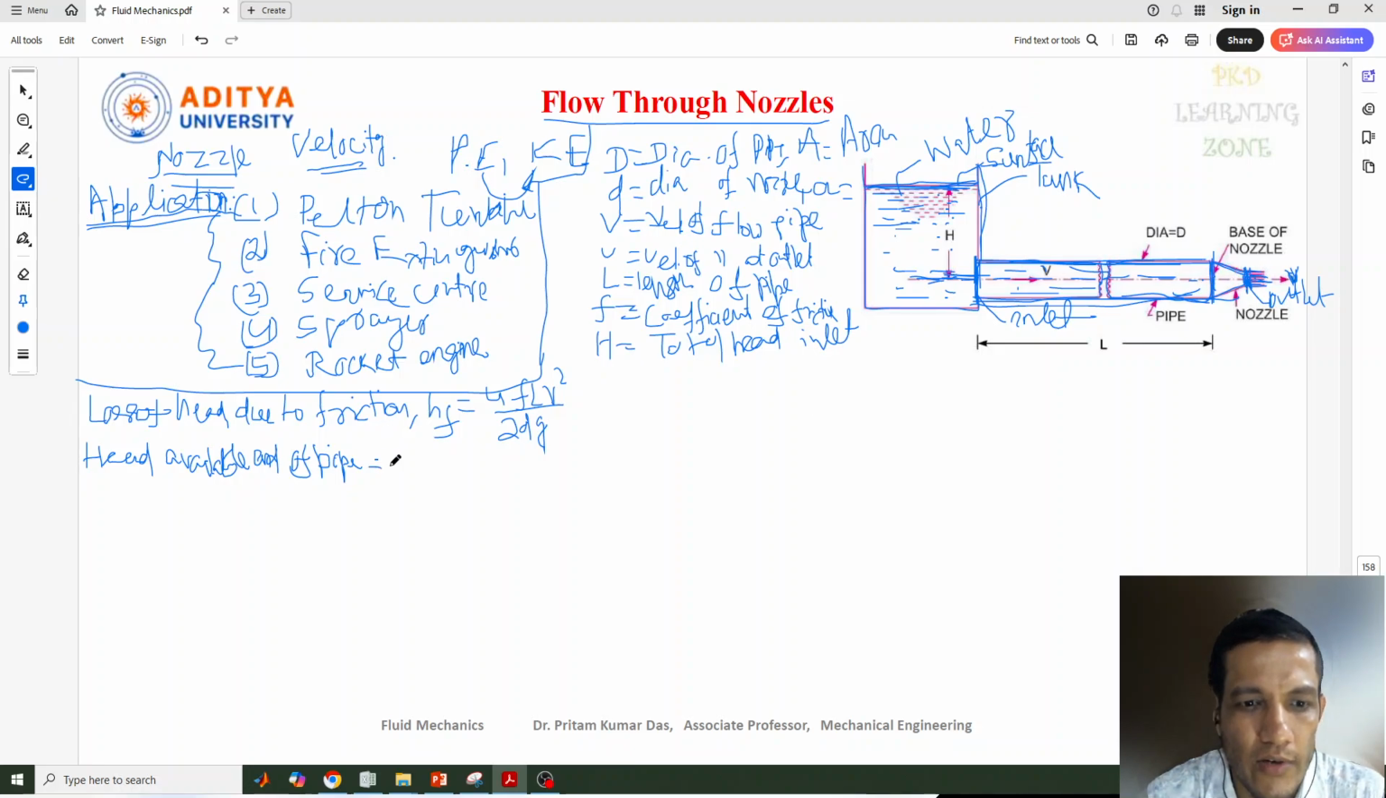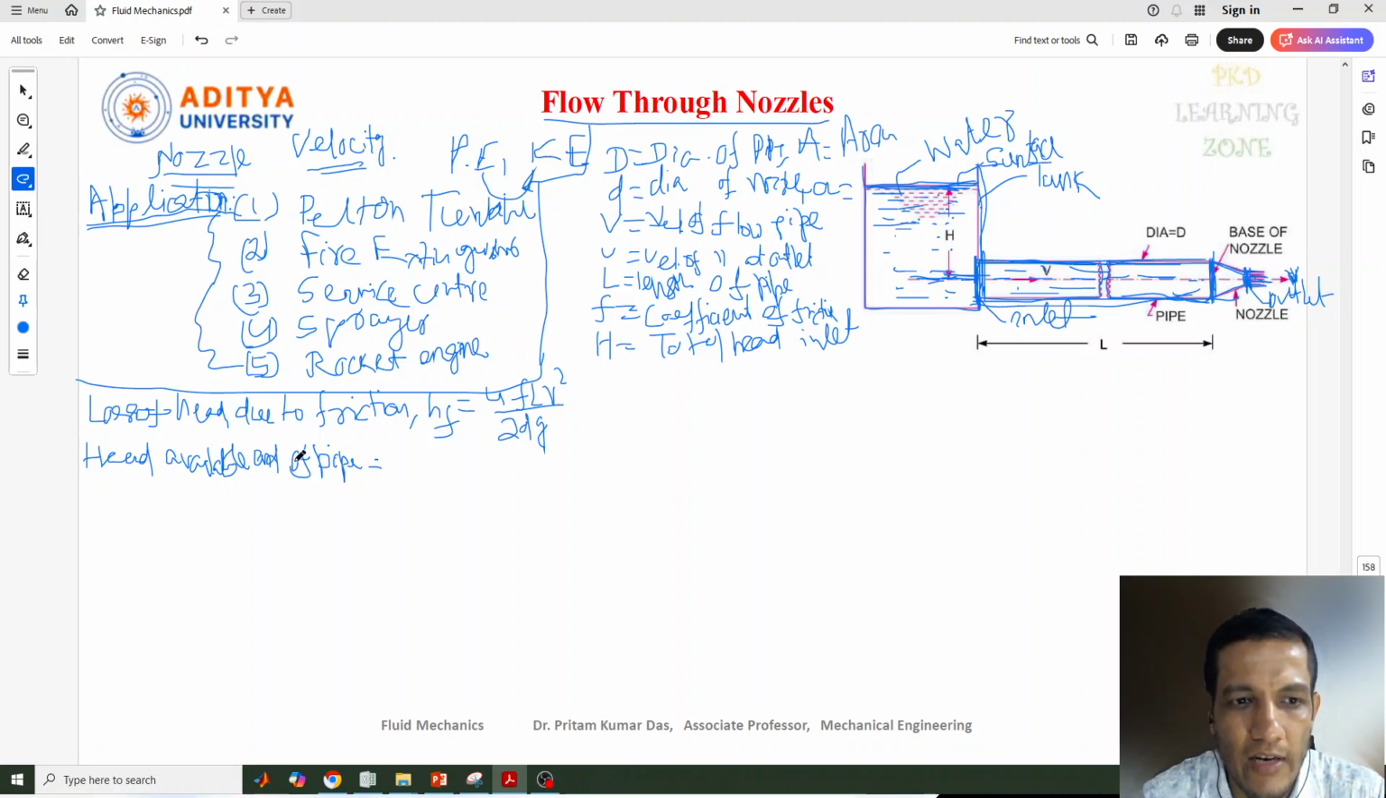Now what is the head available at this point? This is the inlet condition. Here I have taken the outlet at this end of the nozzle, but let's see up to here what is the head available at this outlet condition, or at this pipe, at the base of the nozzle. So how to identify this? We need the head available at this condition and the losses that happen during the fluid flow. Then we can get it.